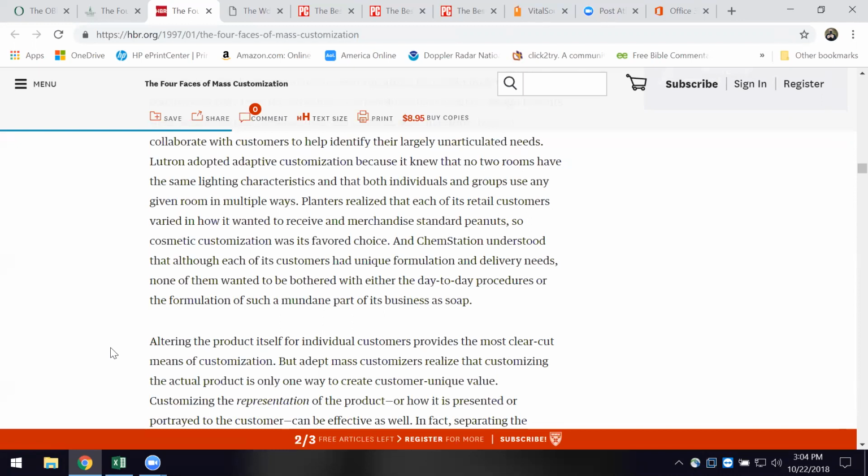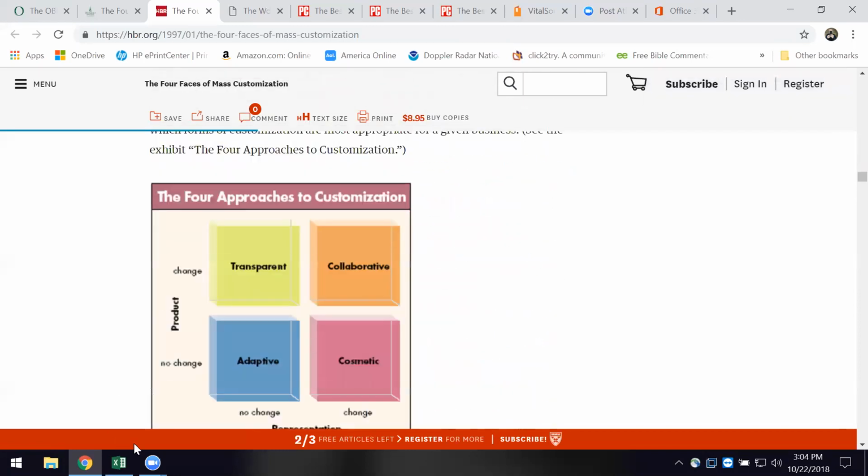Take a look at this quadrant for a moment. Again, this is from, I think, Chris, I believe he's the author of this, but he talks about the product, okay, and how we're going to try to change it or not to change it. You can see those quadrants, the fits there, or those 4 different approaches to customization and mass customization.